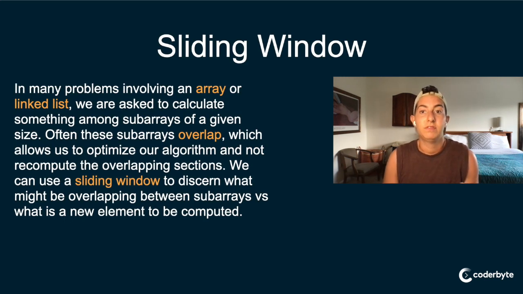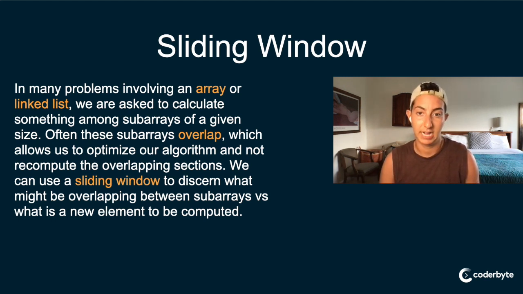In many problems involving an array or a linked list, we are asked to calculate something among the subarrays of a given size or some variable size. And often these subarrays overlap. There's some duplicative work that happens as you're looking at the different subarrays in the larger array. Often we can use a sliding window to discern what might be overlapping between subarrays and not actually have to do that computation twice. Using the sliding window can help us minimize how many computations we're doing and ultimately save on time complexity.